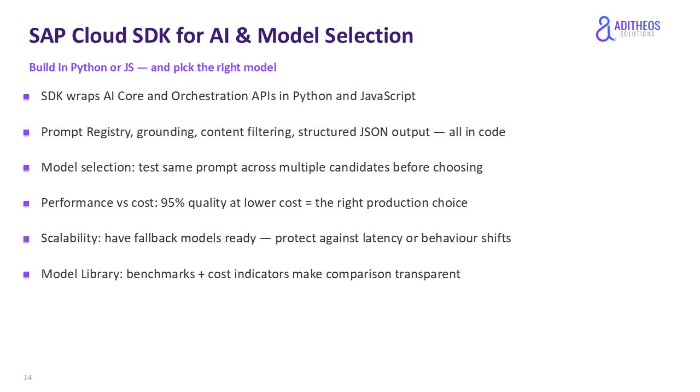Performance versus cost. A cheaper model that achieves 95% of the quality of a premium model on your specific task is usually the right choice for production. The model library's cost indicators make this comparison transparent. And scalability and redundancy. Production deployments should have alternative models available. If a primary model experiences latency issues or a behavior shift following an update, a fallback option reduces operational risk.